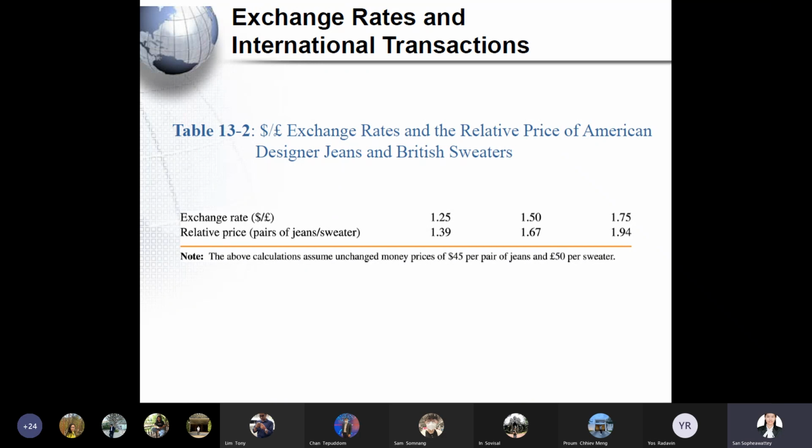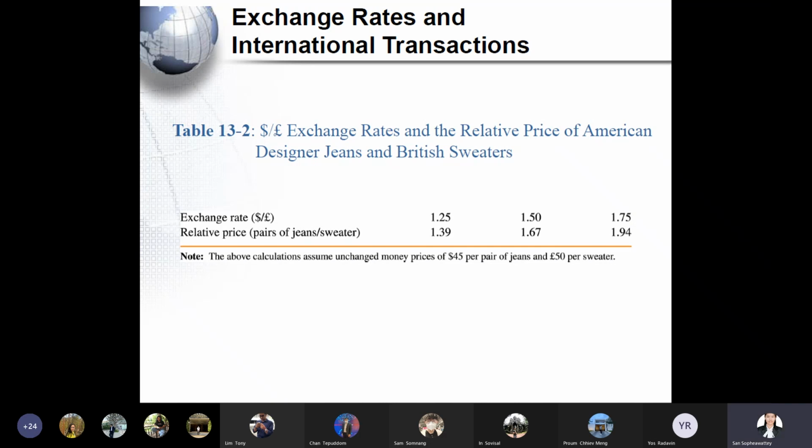It's just an example of the exchange rate and the relative price of American designer jeans and British sweaters. It's just an example, the exchange rate between the US dollar and the pound sterling. It shows that if the goods' money prices do not change, an appreciation of the dollar against the pound makes sweaters cheaper in terms of jeans. Each pair of jeans buys more sweaters, while a depreciation of the dollar against the pound makes sweaters more expensive in terms of jeans.